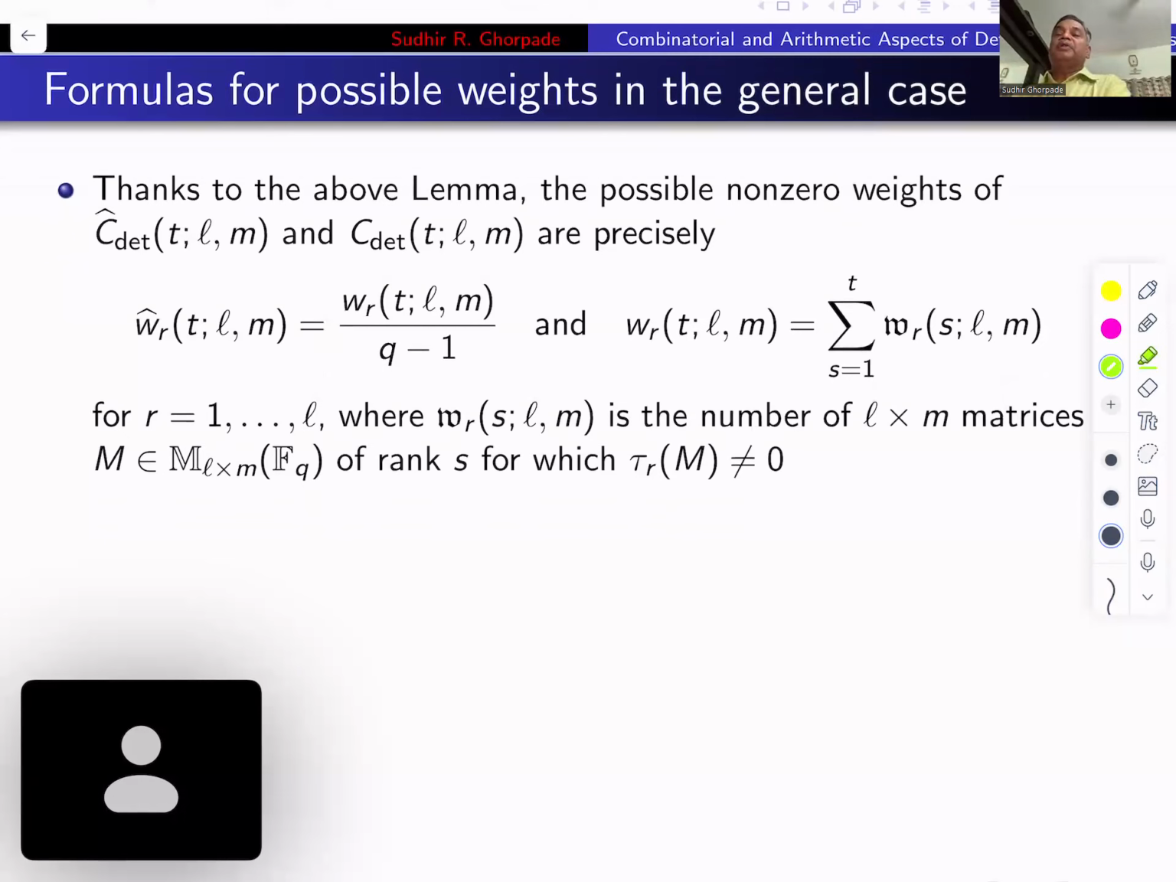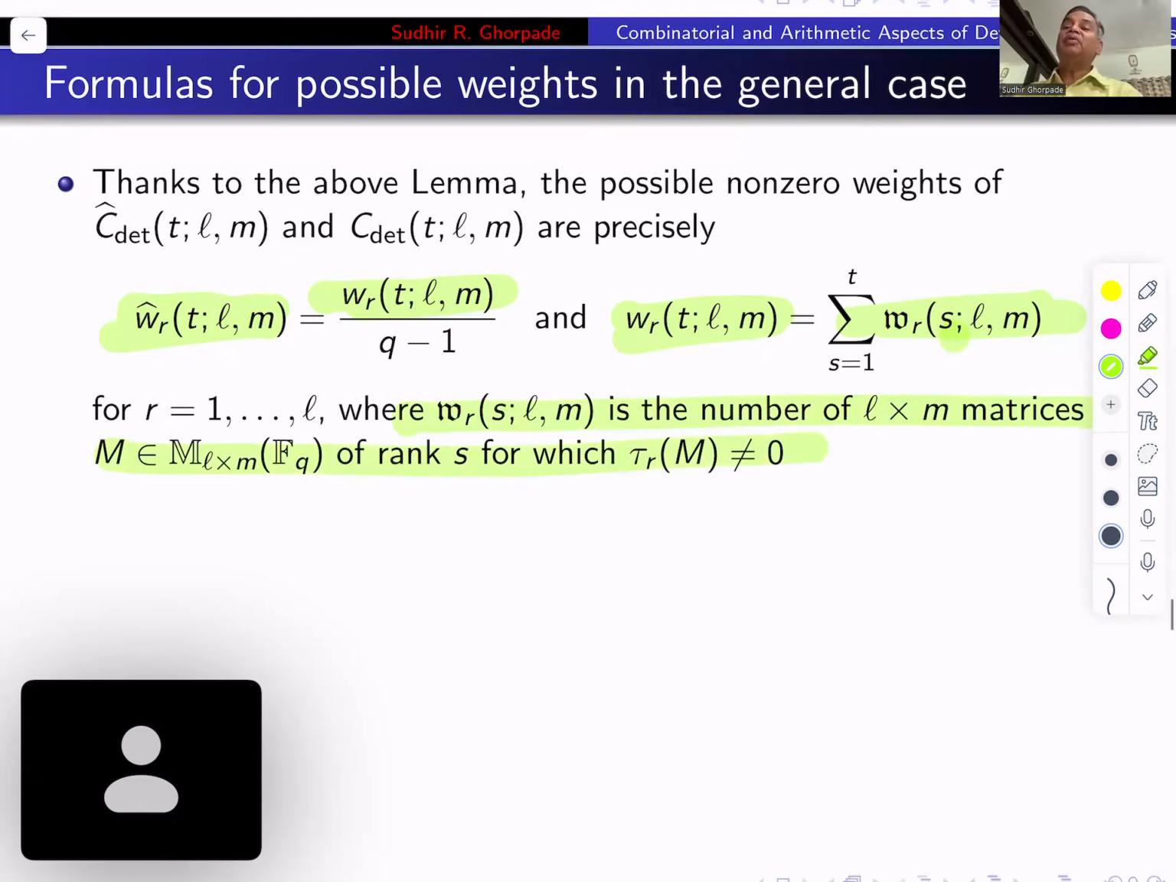Okay, so for the general case, finding the weights would correspond to, so these W hat R are related to W R, which is the affine case, and the W R themselves you can relate to what I call fracture W R. W R corresponds to L cross M matrices over F Q of rank less than or equal to T, and for which the Rth partial trace is non-zero. And the fracture W R corresponds to L cross M matrices of rank equal to S, and for which the Rth partial trace is non-zero. So rank less than or equal to T, rank equal to S.